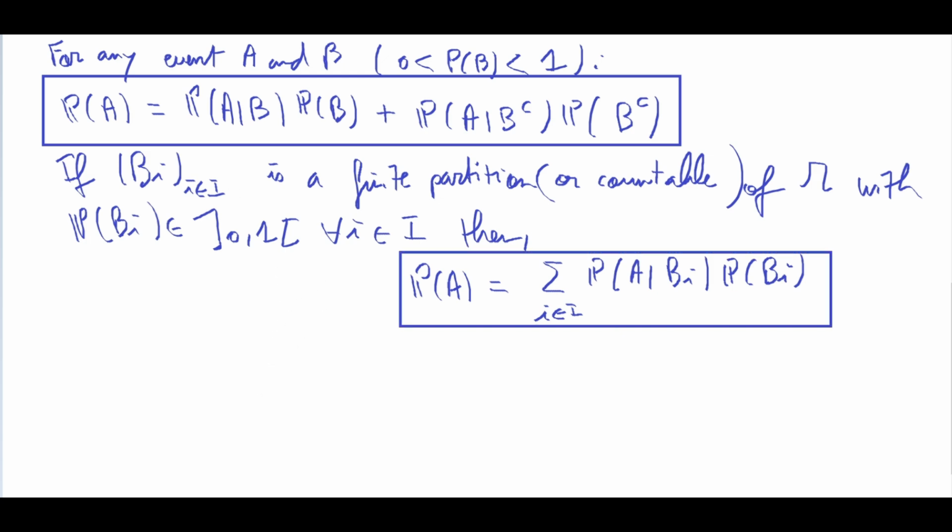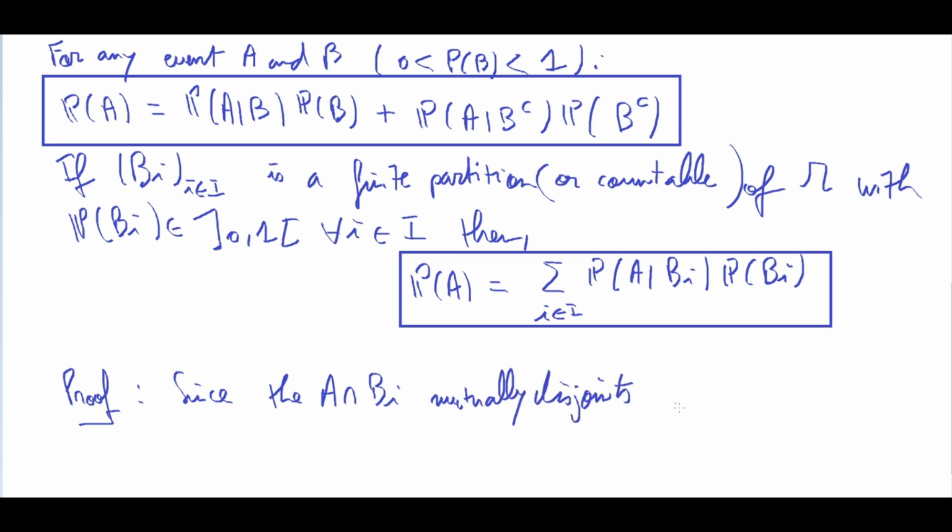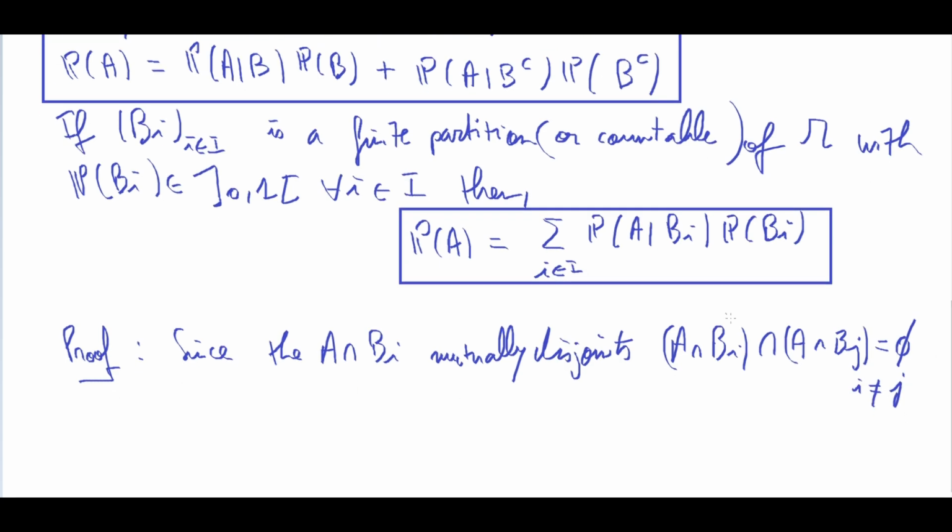So now let's prove this proposition. Since the intersections of A and Bi are mutually disjoint, as we saw, the definition is A intersected with Bi. If we intersect this with A intersected with Bj, it gives us the empty set as soon as i is different from j. So our sets are mutually disjoint, with also A equal to the union of our sets. So it is a disjoint union.